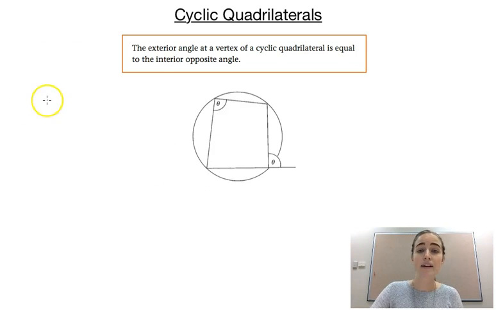The other property about cyclic quadrilaterals is the exterior angle, so this one here that's marked as a theta, at the vertex of a cyclic quadrilateral is equal to the interior opposite angle. So we've taken our cyclic quadrilateral, we've extended one of the sides, and we've formed this angle theta here, and it's going to be equal to this angle up here.